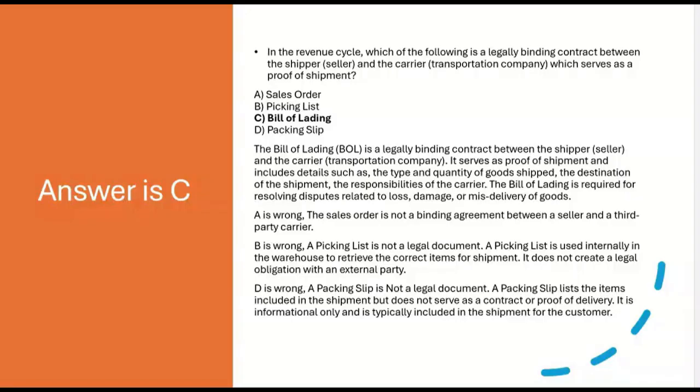And the question asked in the revenue cycle, which of the following is a legally binding contract between the shipper, who's the seller, and the carrier, who's the transportation company, which serves as a proof of shipment? And the answer is C, bill of lading.